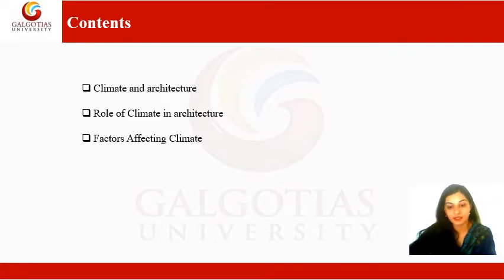Let's discuss what are the contents we are going to study in this lecture. We are going to study the climate and architecture, how climate is related to architecture, how architecture is related to climate, and what is the role of climate in architecture. Climate plays a very important role in architecture. In our presentation, we will see how architecture affects the climate, and how climate affects the architecture of a particular region. And finally, we talk about the factors affecting the climate. Briefly, we talk about firstly climate and architecture, then we will discuss in detail the factors affecting climate.